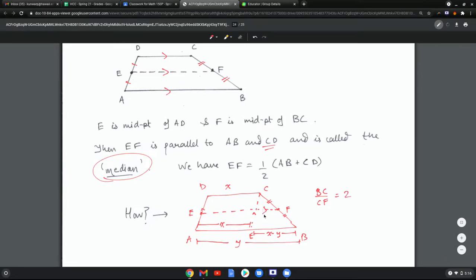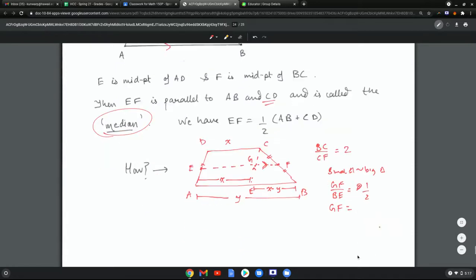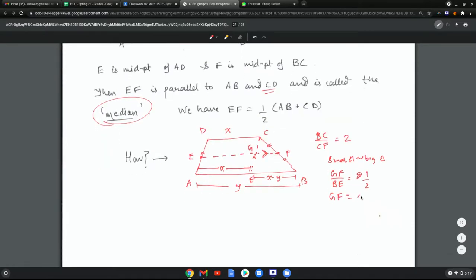And then remember our result which said if you have this parallel line, then the small triangle is similar to the big triangle, right? Which means, let's say I call this point G, GF divided by BE should be 1/2, or GF should be half of BE, which is Y minus X over 2.